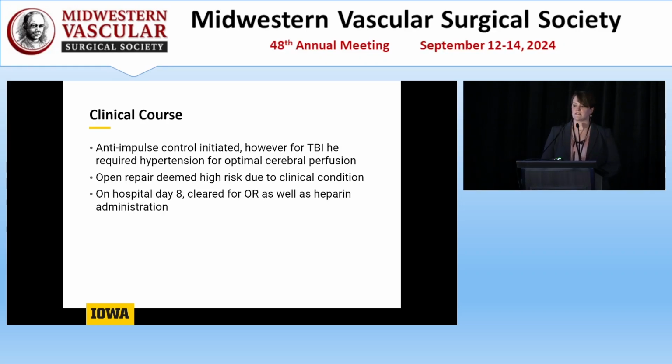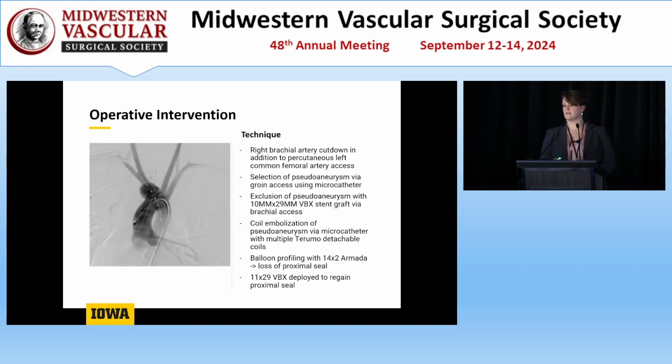He was placed on anti-impulse control. However, due to his traumatic brain injury, he required hypertension to optimally perfuse the brain. He went into acute respiratory distress syndrome, thus open repair was not considered. On hospital day 8, he was cleared for operative intervention as well as heparin administration, and he was taken for repair. We accessed both from the right brachial artery via cut-down technique and from the left femoral artery percutaneously.